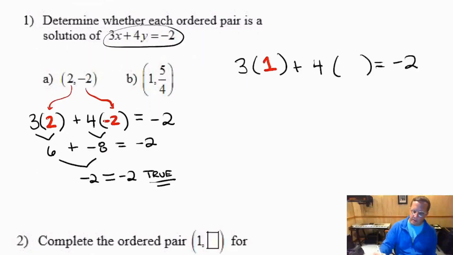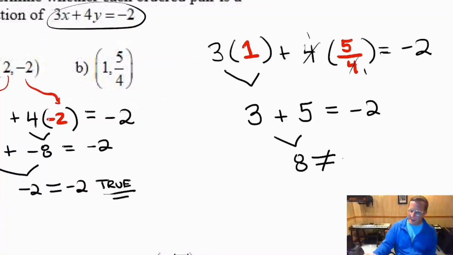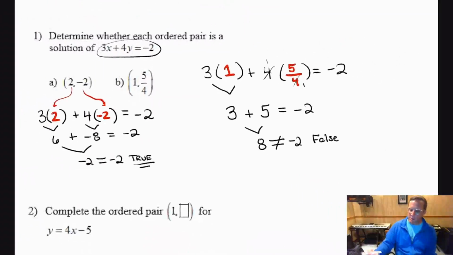And then we're going to do the same thing for the other ordered pair. Put in 1 for x this time. And we're going to put in 5/4 for y. Now right here, that makes 3. Right here, these 4's cross cancel. And so you get 5. And 3 plus 5 is 8. 8 does not equal -2. So this would not be a viable solution. That would be a false.